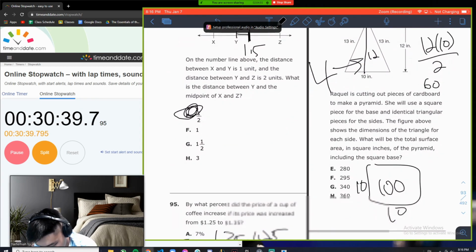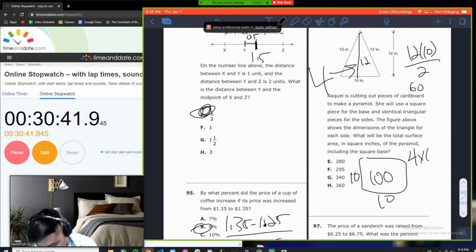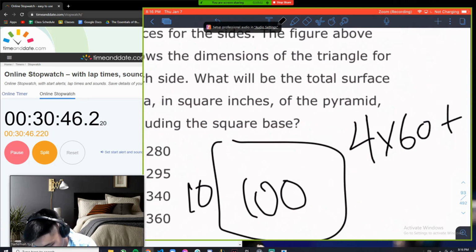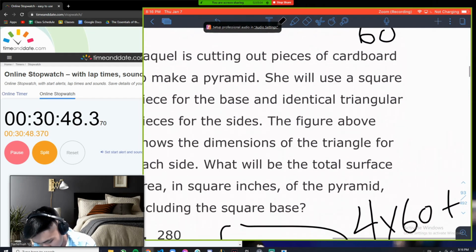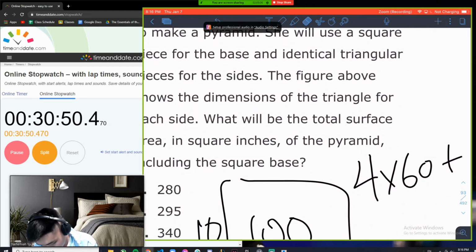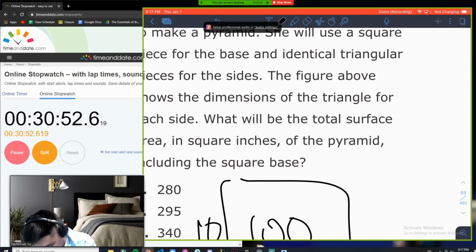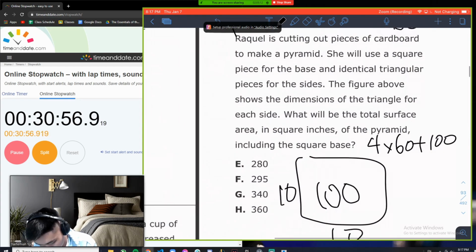So it's 4 times 60 plus 100, which is 340. Yay.